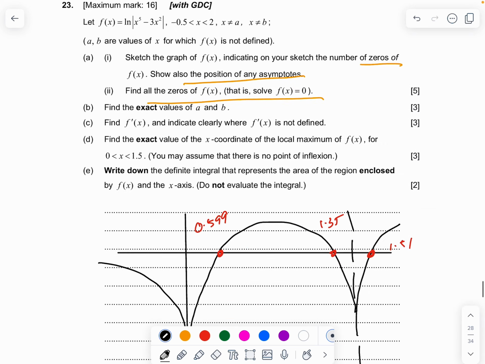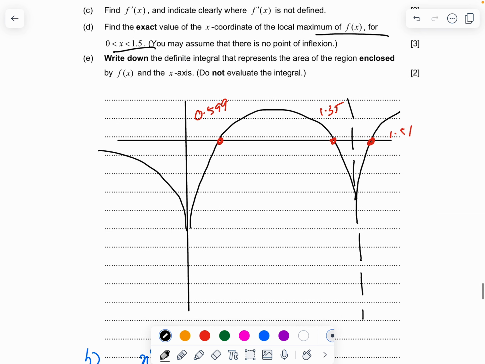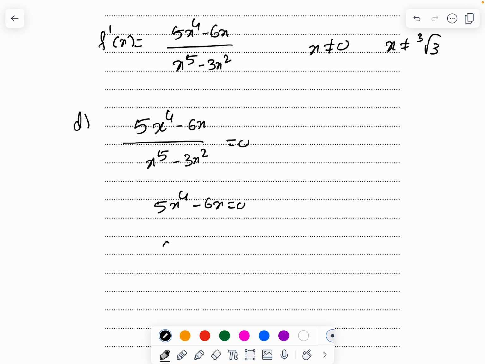Next, part D, the exact value of the x coordinate of the local maximum, you may be assuming between 0 and 1.5. So 5x cubed minus 6x should be equal to 0, because for a maximum the first derivative should be equal to 0. 5x to the power of 4 minus 6x upon x to the power 5 minus 3x squared equals 0. 5x to the power 4 minus 6x equals 0. 5x cubed minus 6 equals 0. x equals the cube root of 6 upon 5.